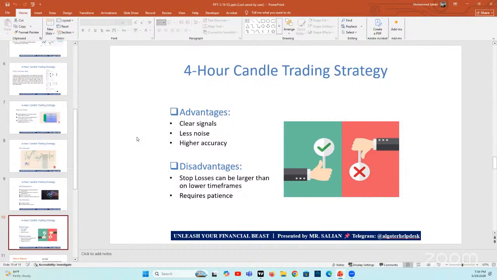It requires patience because it's every 4 hours. Okay, your take profit is after every 4 hours. So that's not scalping anymore. Okay, so it's intraday actually, and it could go even to swing trading if you want to use the next 4 hours and so on and so forth. Okay, that's it, guys.